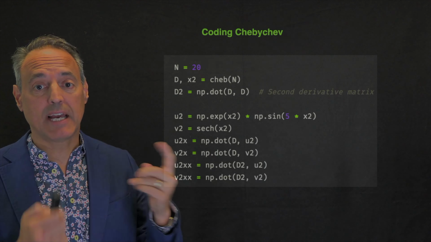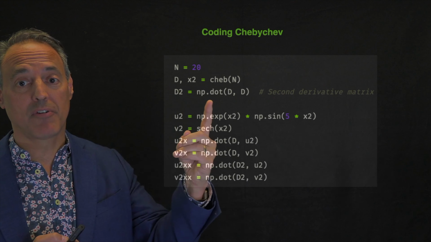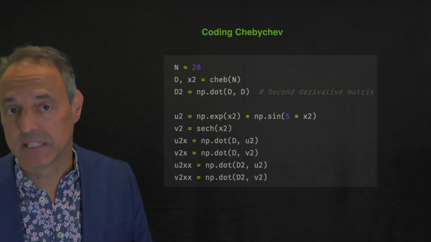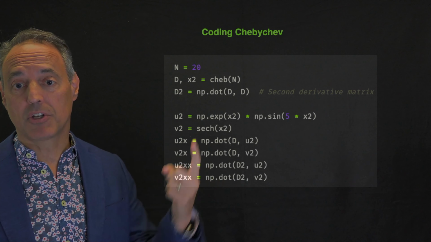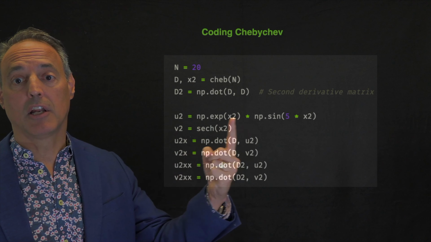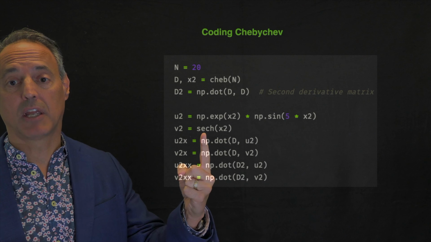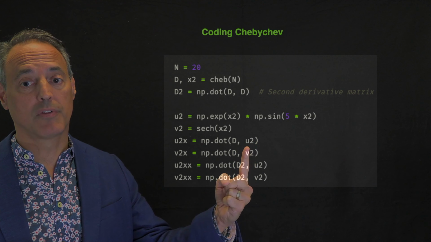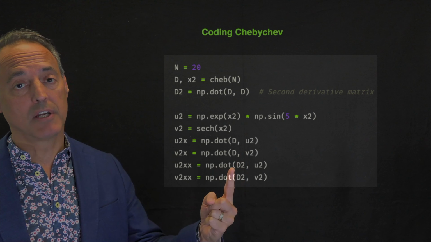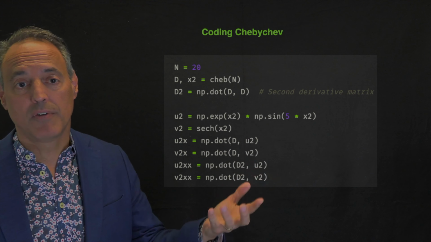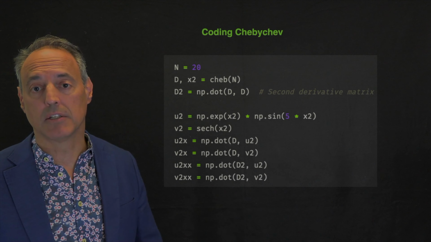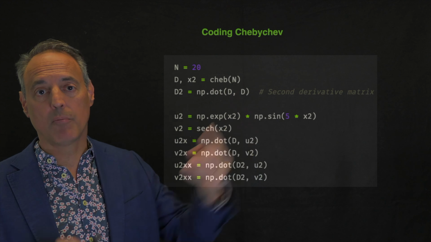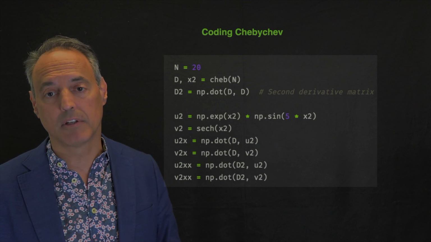If you want to take a second derivative, that's D2. D2 is a second derivative, which is just the dot product of D with itself, in other words, D squared. That's two derivatives. And so now we're going to take one function here, some exponent times sine and a hyperbolic secant. We're going to take the first derivative, so just take the dot product of that D matrix with the vector, or for a second derivative, take D2 times it. So that's it. First derivative, second derivative of these two functions. That's how easy it is. You define, and notice I'm not even defining my domain. I'm letting Cheb do that for me because it's creating these unevenly spaced points.